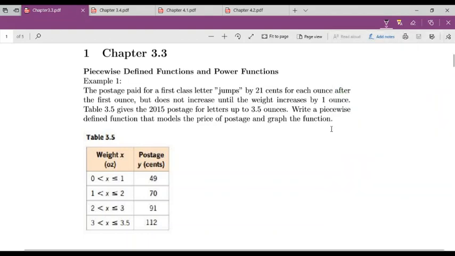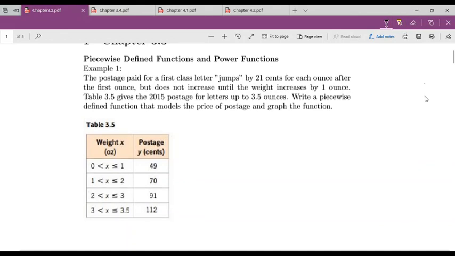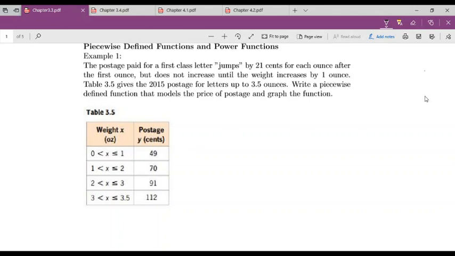Piecewise defined functions typically scare most people, but don't let them scare you. They're not as hard as they seem. So I'm going to start us out with an example.